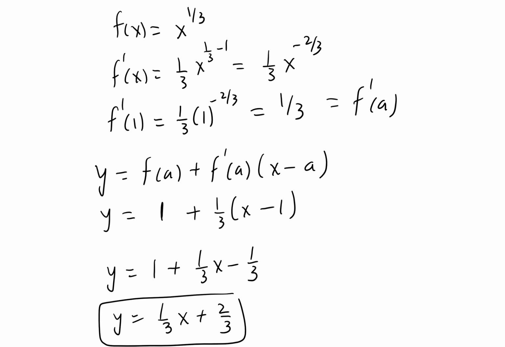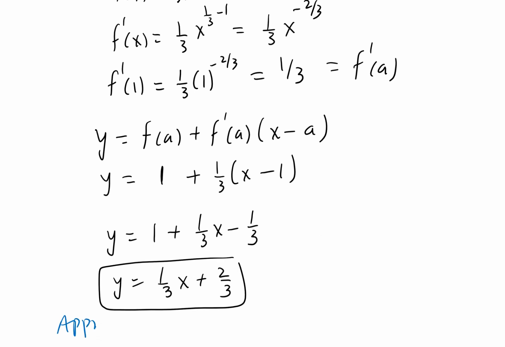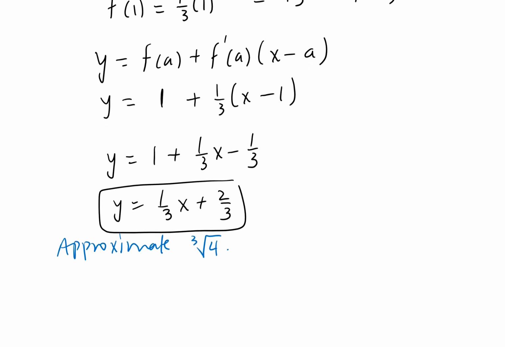Now we can use this to approximate the cubic root of 4. So what we just did is f of x, the cubic root of x, is approximated with this line that we found. Linearization came from a line.